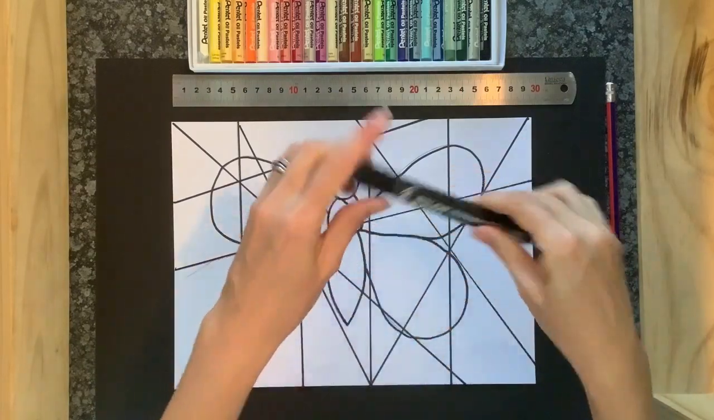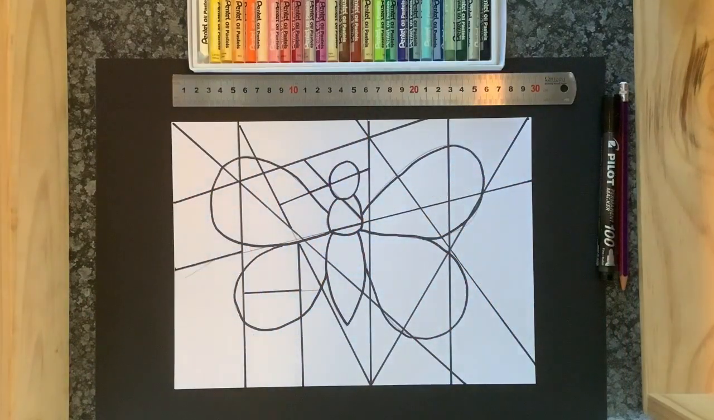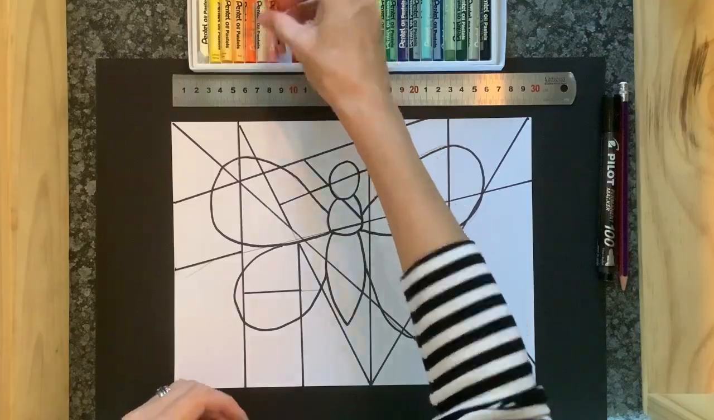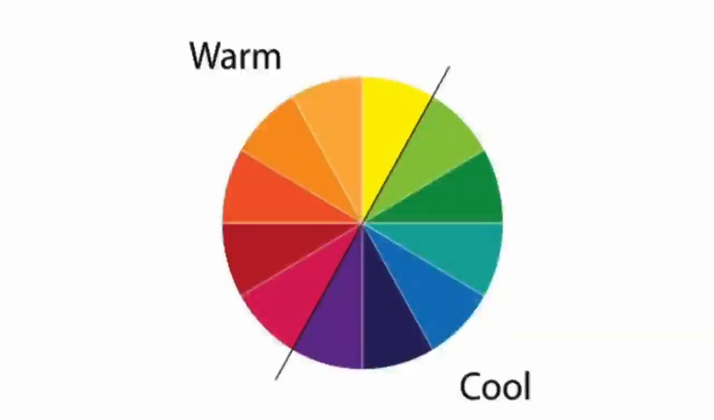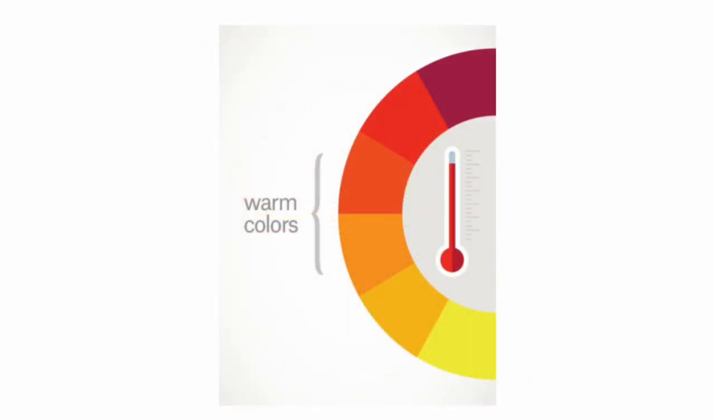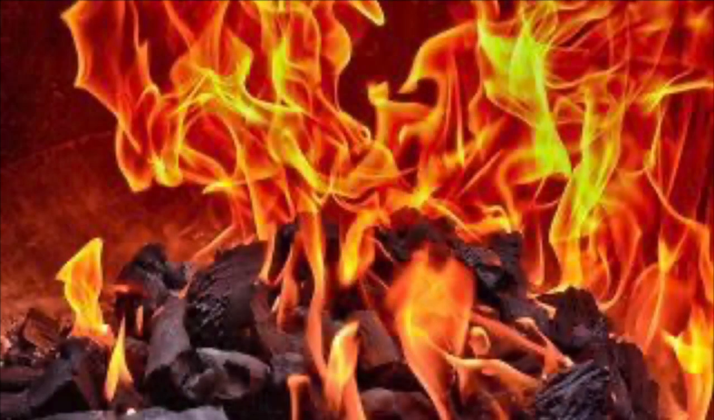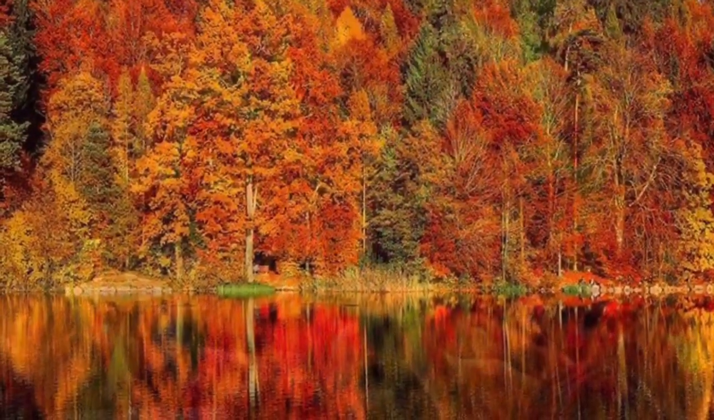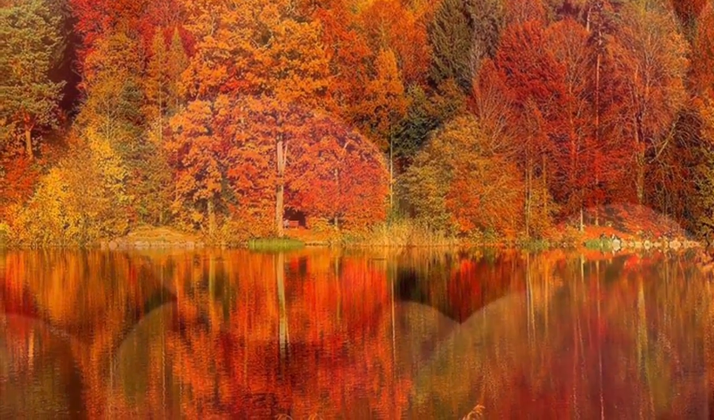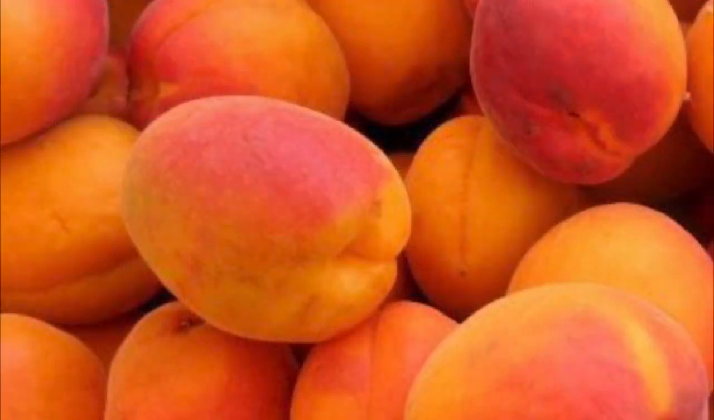Great, well done. Now that you've done that part, we can start working on our colour. Now we start by looking at our colour wheel. Remember, our colour wheel is split into a warm side and a cool side. Let's start by looking at the warm colours on our colour wheel. Now there are shades of reds, oranges and yellows, and they should make us feel and imagine things like fire, autumn leaves, the colour of a peach or an orange, a beautiful sunrise or sunset.